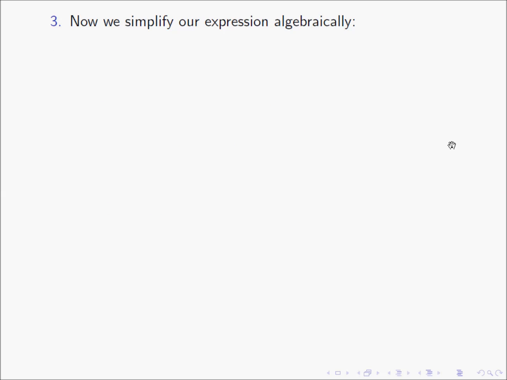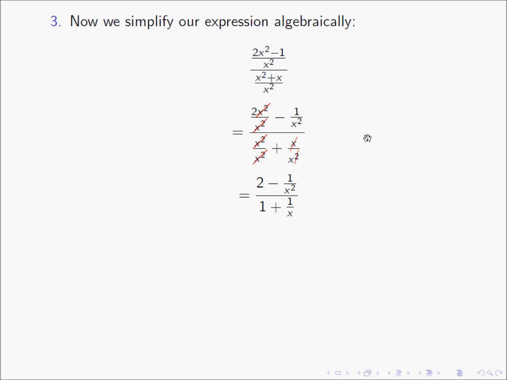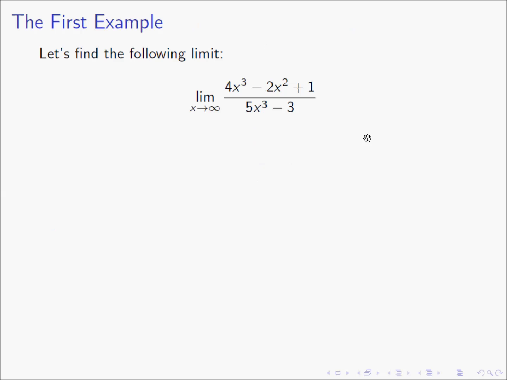Step 3 is to simplify the expression. Here, for example, what we can do is to separate the terms. Here we can take 2x squared over here, the minus 1 over here, and do something similar below here. And next we can cancel out some things, cancel the x squared, cancel the x here, and that's the final expression. And the last step is to calculate the limit directly. I will show you how to do that with this example.